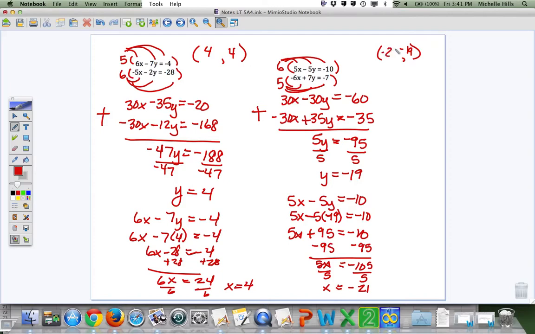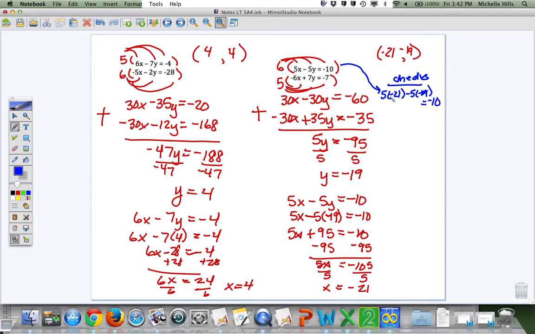Now, I am going to show the checks on this one because you do have to check your answers, and I want to make sure in at least every video somewhere I've checked something, hopefully. So, I think my answer is negative 21, negative 19. My checks, I'm going to take my first equation and substitute negative 21 for the x and negative 19 for the y. So 5 times negative 21 minus 5 times negative 19. That really is a negative 19. I'm checking to see if that does equal negative 10.